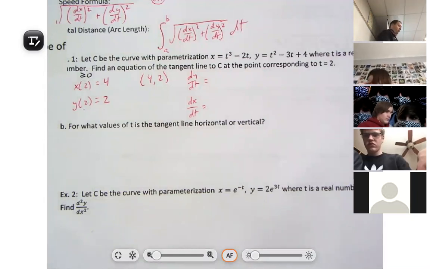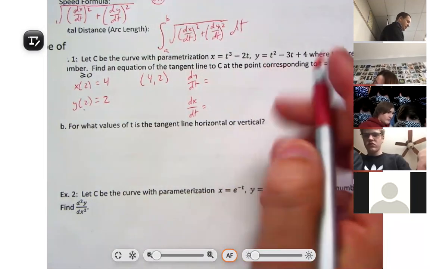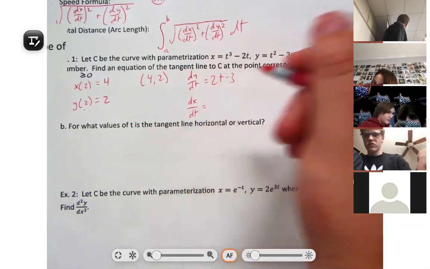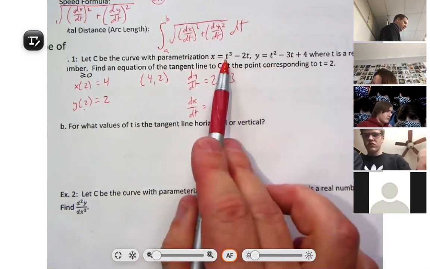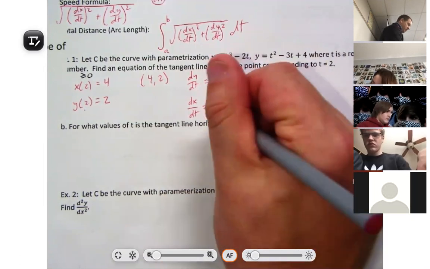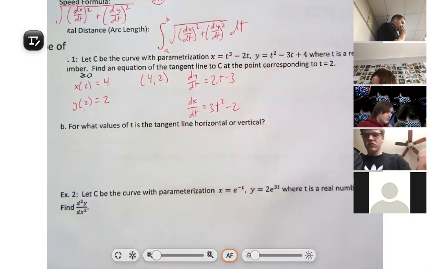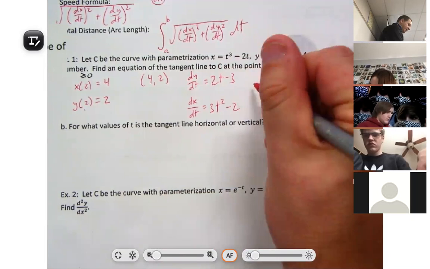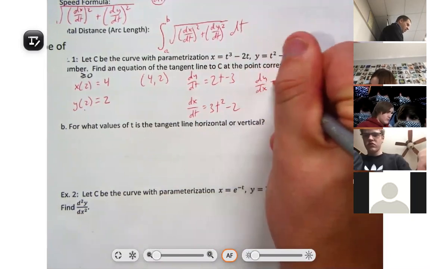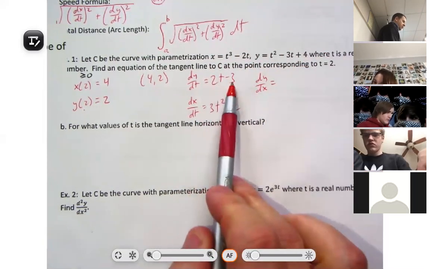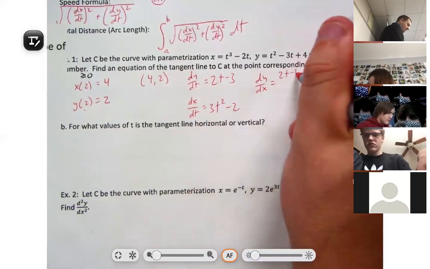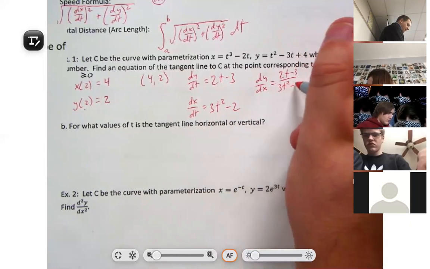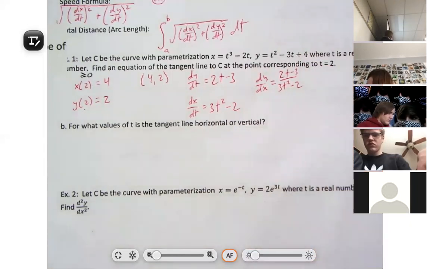I've got to find the derivative of y, which is 2t minus 3. And then the derivative of x, which is 3t squared minus 2. And so dy/dx is (2t minus 3) over (3t squared minus 2). I'll stop there and let everyone kind of catch up.